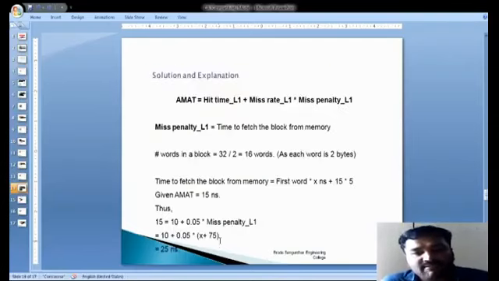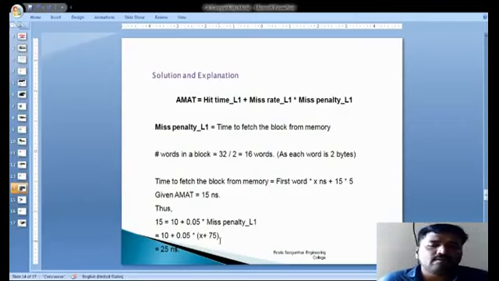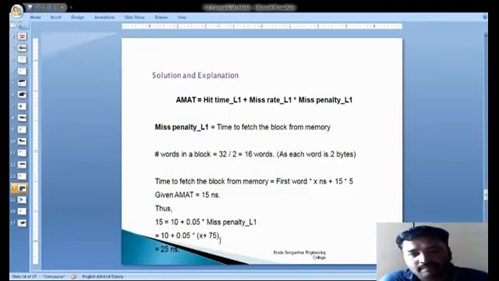So, average memory access time AMAT is equal to hit time of L1 plus miss rate of L1 into miss penalty of L1. So miss penalty is time to fetch the block from memory. Suppose I am asking to fetch a block of data. What is the time taken to fetch that particular block of data from memory? That is called miss penalty. So total number of words in block is equal to 32 by 2, which is giving you the answer as 16 words.